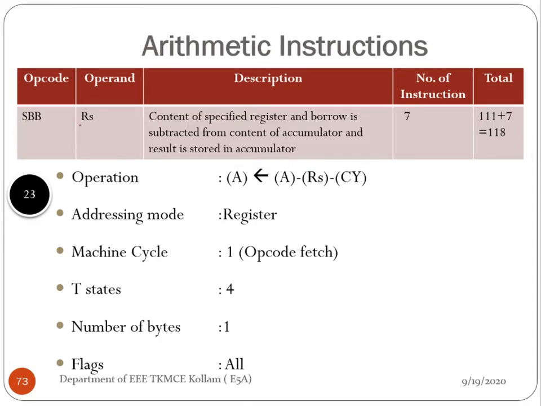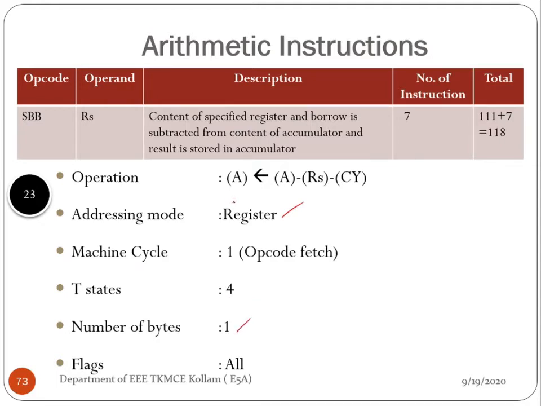That is, the specified register content, it may be any general purpose registers or accumulator, along with the carry status. In the case of subtraction, carry status indicates borrow. So that is subtracted from content of accumulator and the result is saved in accumulator. As Rs is any general purpose register, the addressing mode is register addressing mode. And while converting this instruction into machine code, it requires only one memory location, that is only 1 byte. So it is a 1 byte instruction.